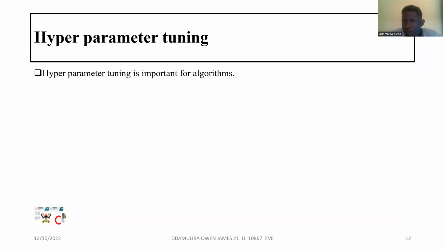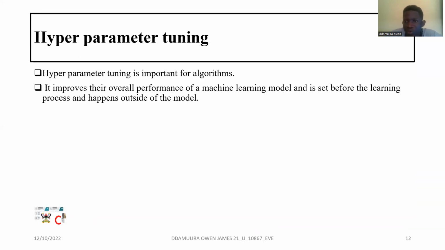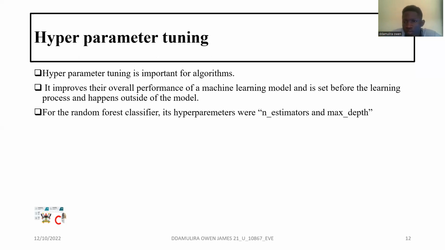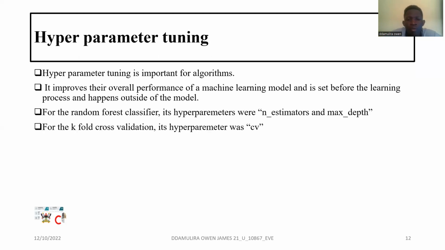So I come to hyperparameter tuning. This enables us to determine the settings in order to produce a good model. I have also implemented this in the notebook. I used two methods, which are the random forest classifier and also k-fold cross validation. The random forest uses n estimators and max depth, then the other hyperparameter method uses CV, what we call cross validation.